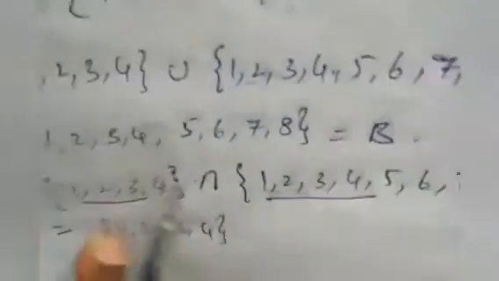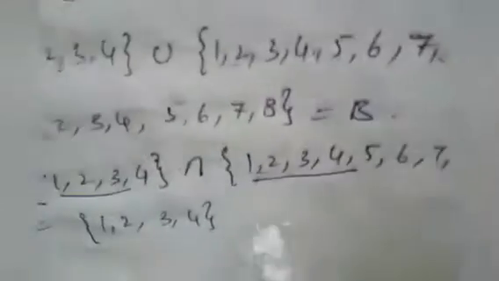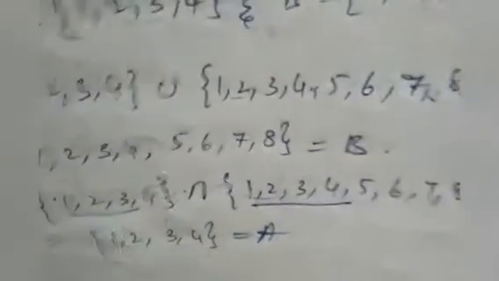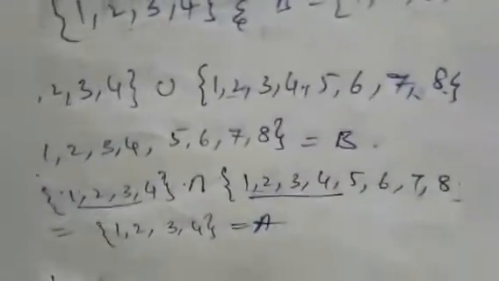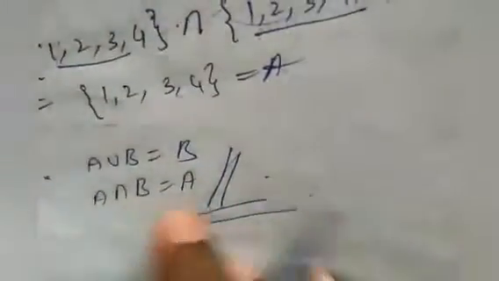Do you observe all are elements present in A? Here A intersection B also 1 2 3 4. That is equal to A. So you can conclude, you notice that A union B is equal to B and A intersection B is equal to A. This is the final conclusion. A union B is equal to B. A intersection B is equal to A.